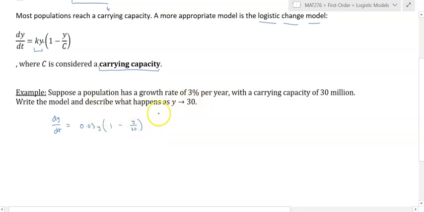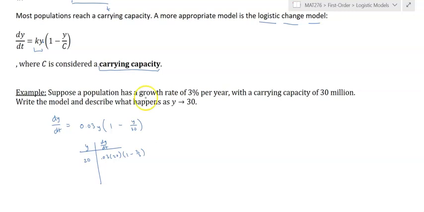Okay, so what happens here as y approaches 30? Well, we can begin by investigating this in a tabular form, and we can just look at a couple of values of y as we get closer to 30. So if y was 20, we'd have 0.03 of 20 times 1 minus 20 over 30. That would come out to 0.03 times 20 times 1/3. We get 0.2. So 0.2 million per year.